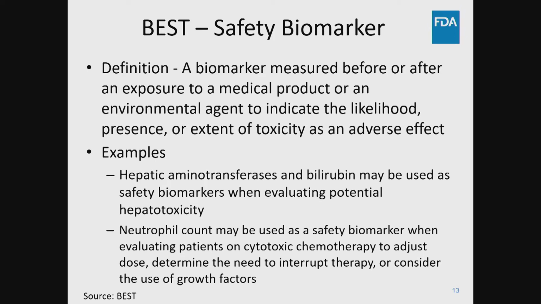A couple of examples of these would be hepatic aminotransferases and bilirubin, which may be used as safety biomarkers when evaluating potential hepatotoxicity. And neutrophil count may be used as a safety biomarker when evaluating patients on cytotoxic chemotherapy. And they can be used to adjust dose, determine the need to interrupt therapy, or consider the use of growth factors. So they can be an early safety signal that you can use to monitor a patient and adjust the medication accordingly to prevent a worse toxicity from occurring.